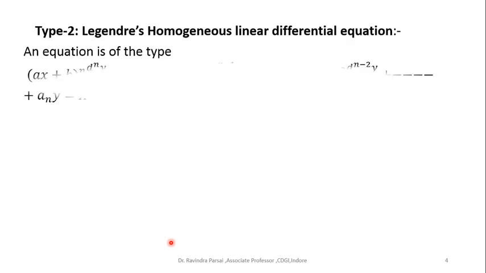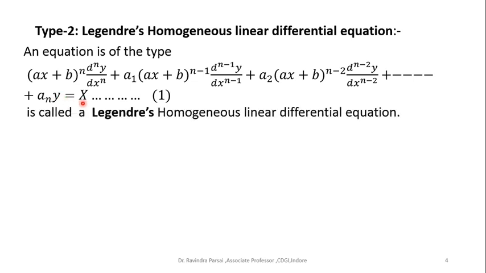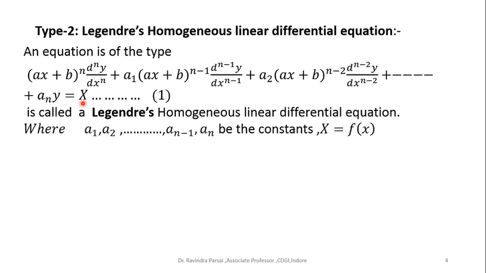Let us come to the second category of problem, the Legendre homogeneous equation. In place of simply x we have a factor ax plus b. So (ax+b)^n d^ny/dx^n + a1 (ax+b)^(n-1) d^(n-1)y/dx^(n-1) + ... up to an y equal to X. This category of problem is called the Legendre homogeneous equation, where a1, a2, a3, ..., an are constants and X is some function of x.